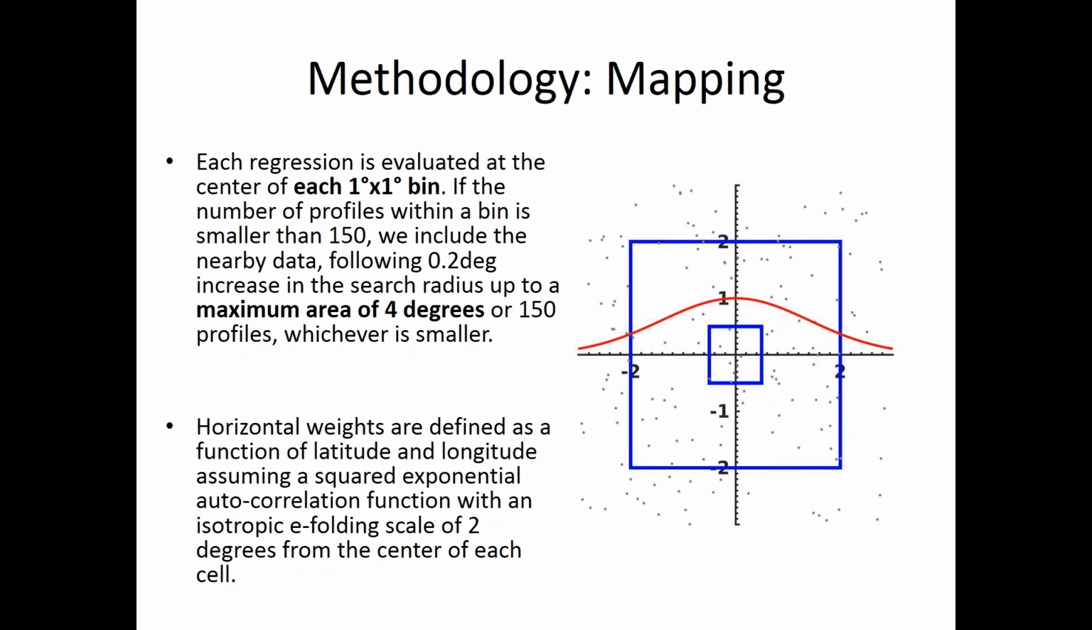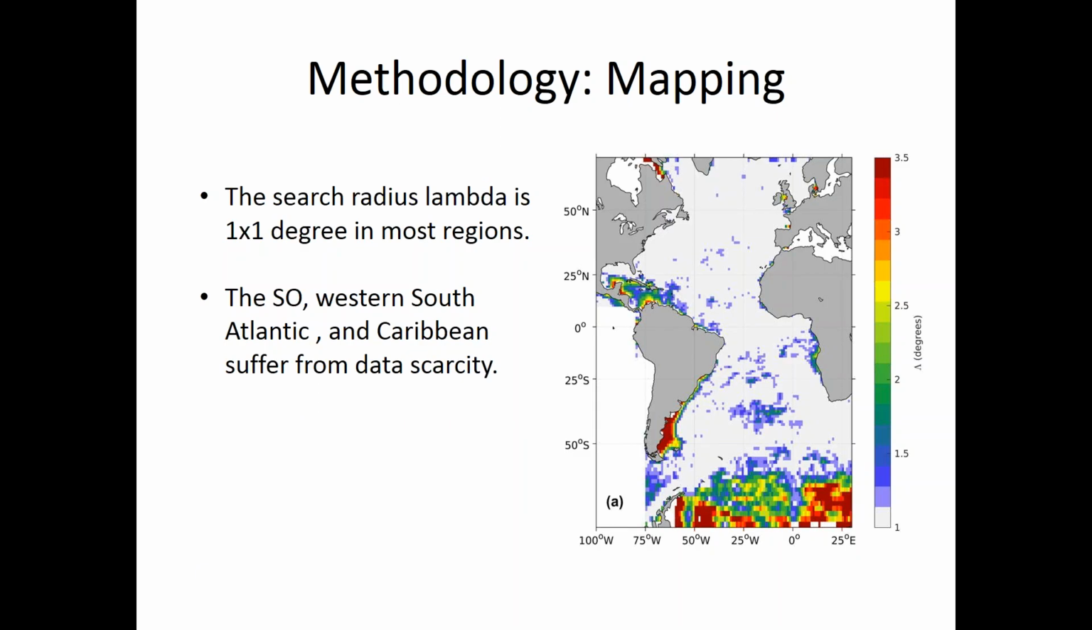It is basically a Gaussian that is centered here in the middle. And as you go further, you have less weight for the data. And this is what you get in degrees, so from 1 to here is 3.5 degrees.